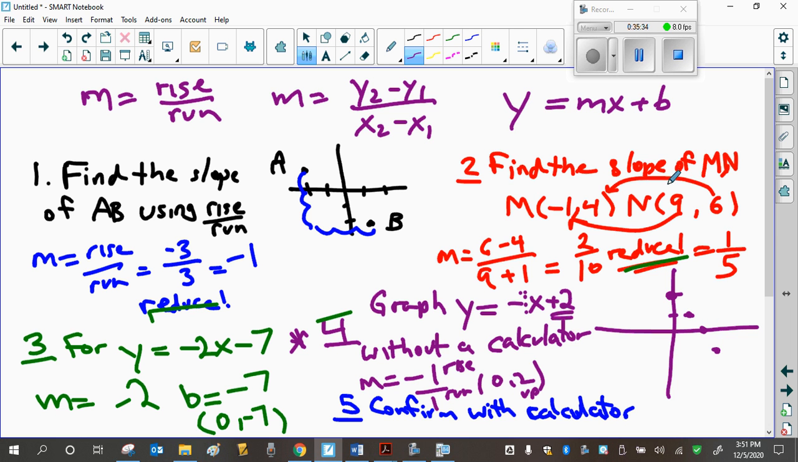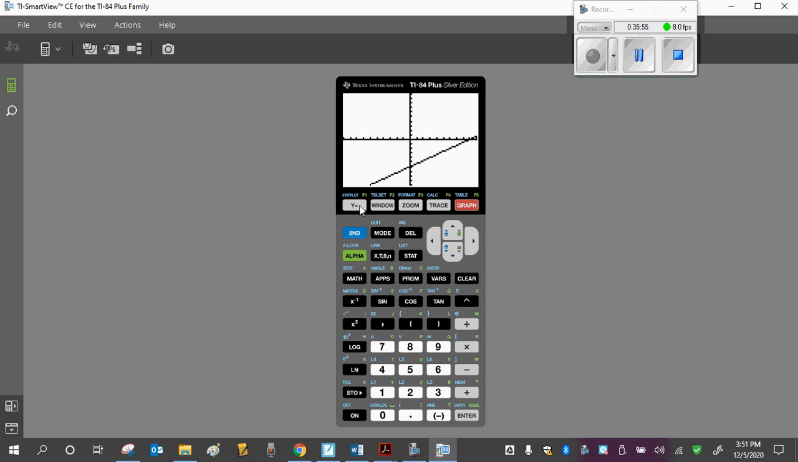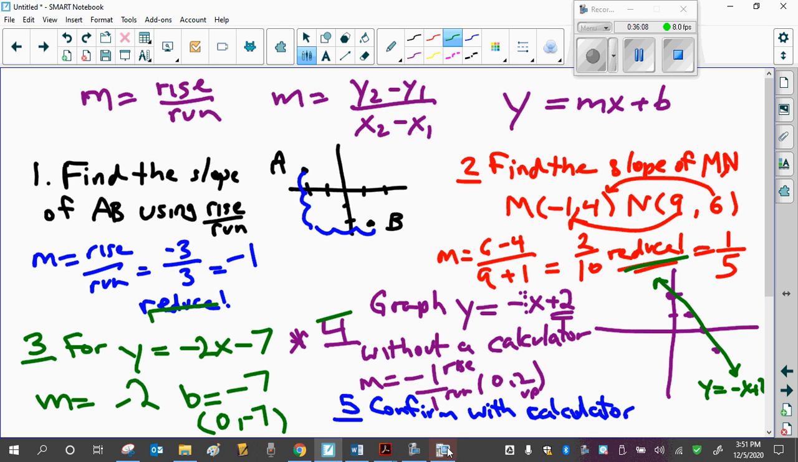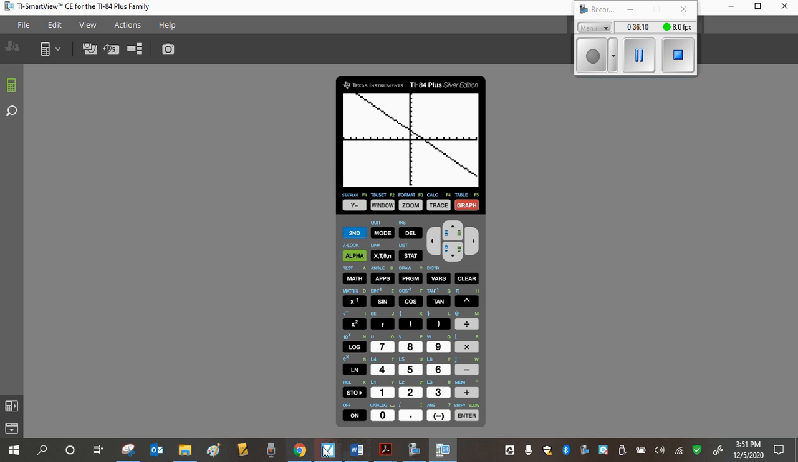Usually it says, give me 3 other points on this line. So now you connect those. Write down the equation, y equals -x plus 2. Y equals negative, not subtract, x plus 2. Graph. Is that what we got? Is that what they got? Good job.